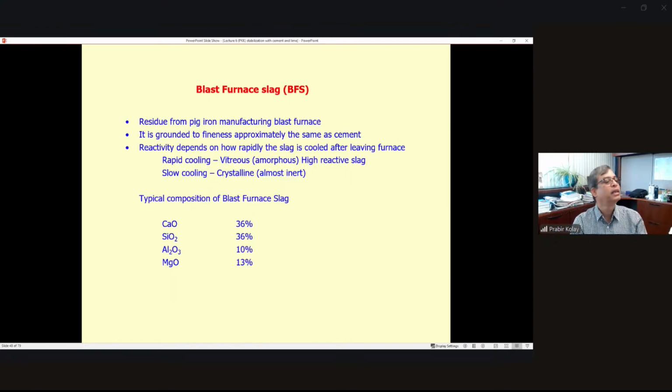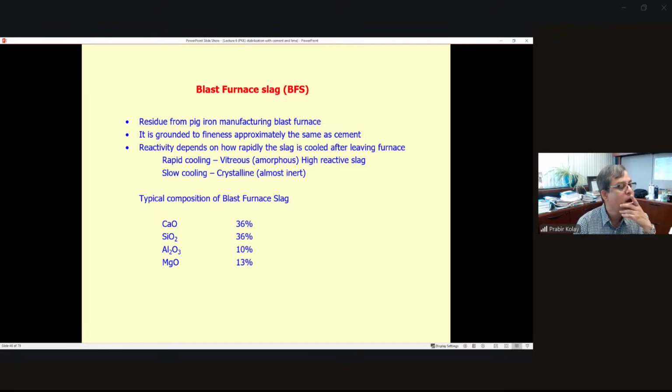Now the third one is basically, we talked about cement, we talked about lime. Now these are the other stabilizers, like blast furnace slag. This is the waste from the steel industry, and if it is ground to a fineness approximately the same as cement, it can be used, because this is a coarse material. That's why you call it ground granulated blast furnace slag, GGBS. Basically you are increasing the surface area, so it is much more reactive.